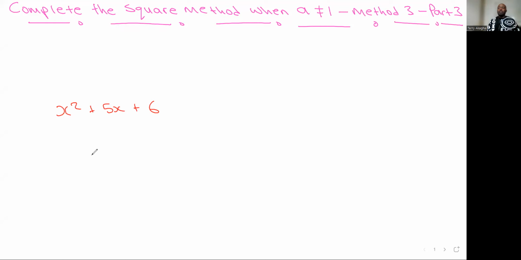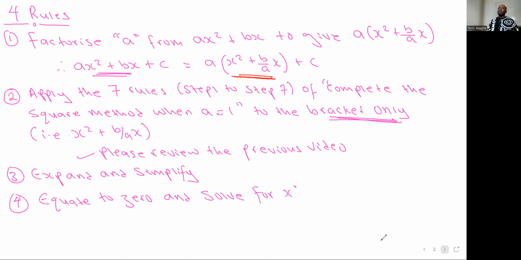But what about if you have something like 2x squared plus 5x minus 7, or minus x squared plus 7x plus 8, and you are asked to solve this question using the completing the square method? What do you do? So I wrote down the formula to make the rules very easy for you.